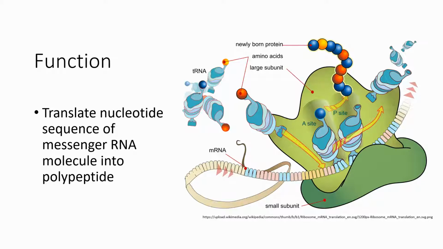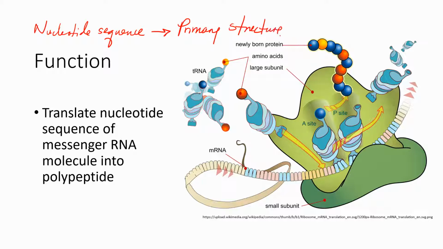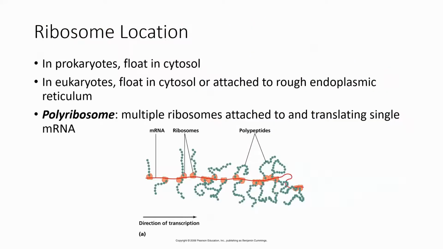So they're responsible for going from a nucleotide sequence, and from that, they build the primary structure of proteins. Remember, the primary structure of proteins is basically the chain of amino acids and the identity of those amino acids in their specific order. So that is built by ribosomes.